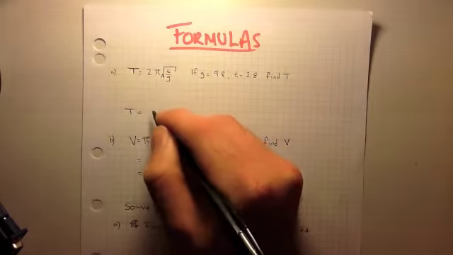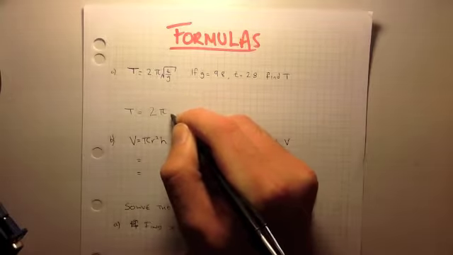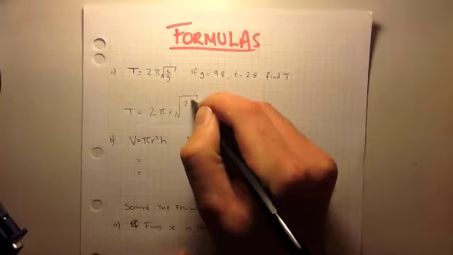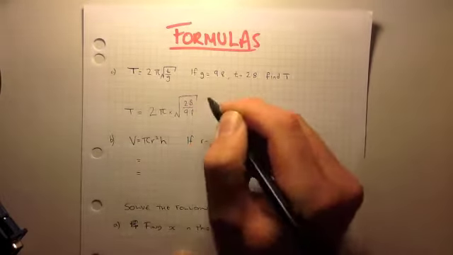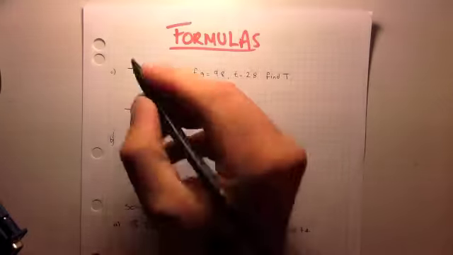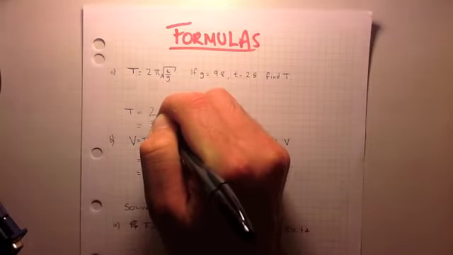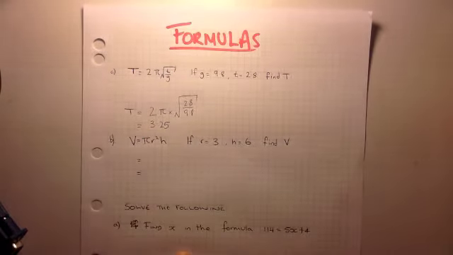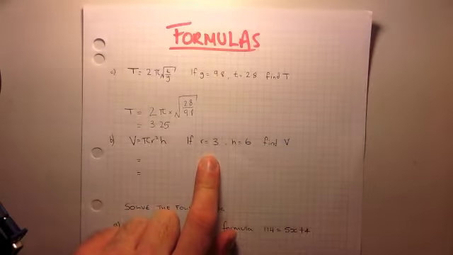So we just go 2 pi times the square root of 2.8 over 9.8. We input that onto our calculator and we get 3.25, corrected to 2 decimal places.